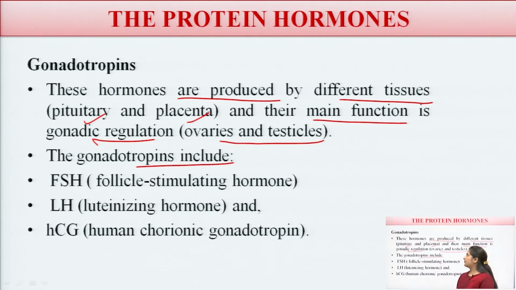Now, the gonadotropins include various hormones: FSH, LH and HCG. The full form of FSH is follicle stimulating hormone, then luteinizing hormone, and the last one is human chorionic gonadotropin.